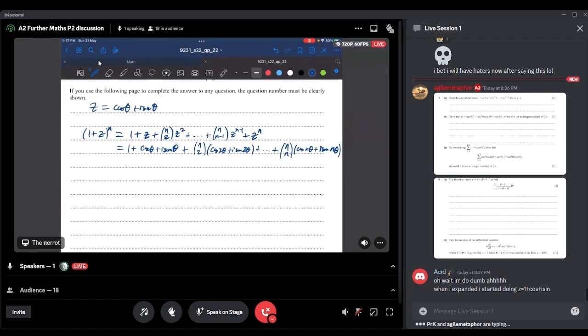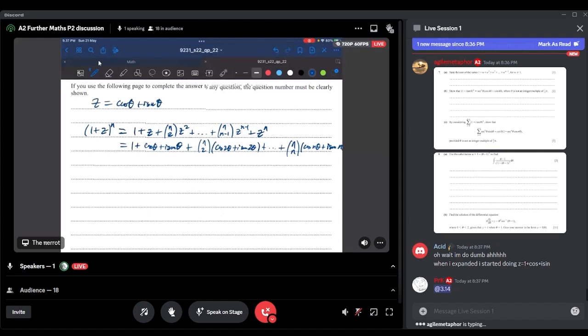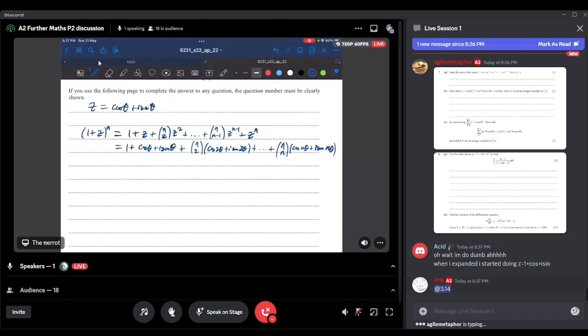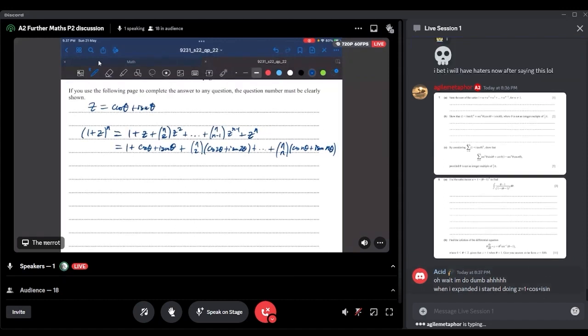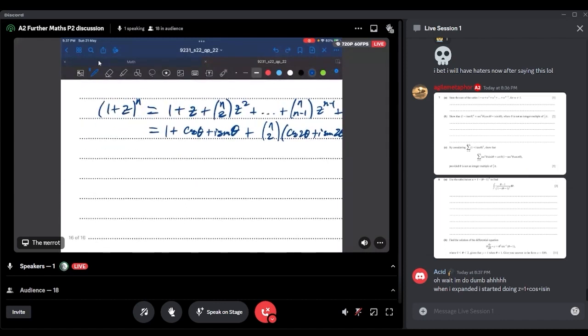Right, so now we have this. And if you notice, if you just take the imaginary part or the real part, then we get the sum. Now the only problem is, how do we deal with (1 + z)^n again? This time I'm not going to expand it, but I'm going to replace z by the definition: (1 + cosine theta + i sine theta)^n.